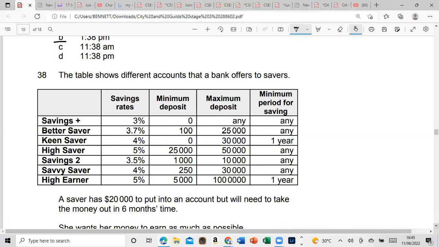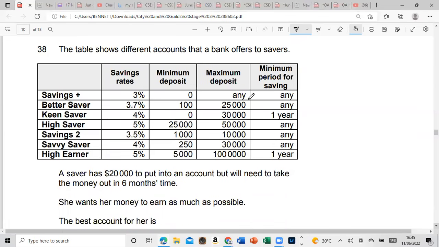The table shows the different accounts that a bank offers for savings.